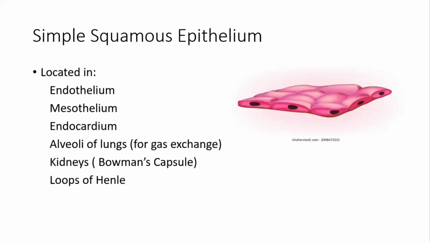So let's start with simple squamous. Simple squamous epithelium is like this. It's located in the endothelium, mesothelium, endocardium, in the alveoli of the lungs for gas exchange, and in Bowman's capsules in the kidneys, and in the loops of Henle. So here is the simple squamous epithelium. They are very flattened and it's one layer. We call them simple because of one layer and squamous because they're flattened.